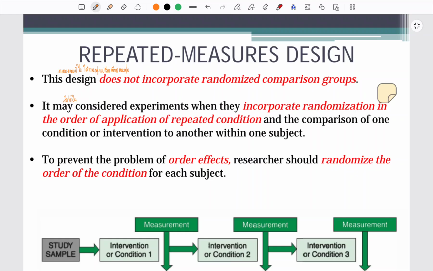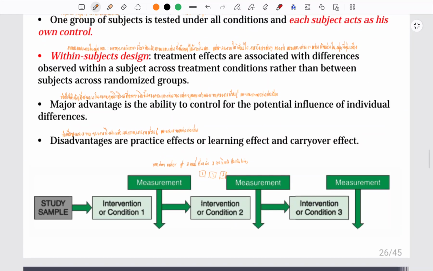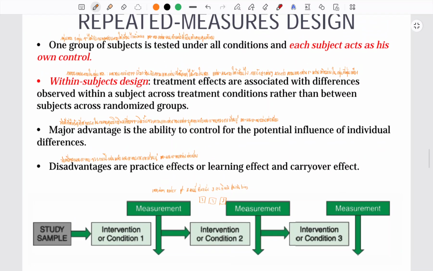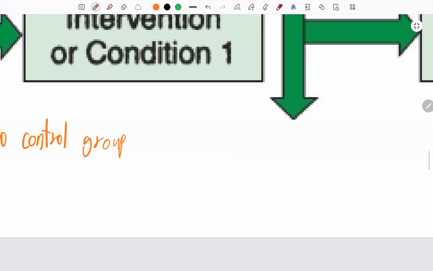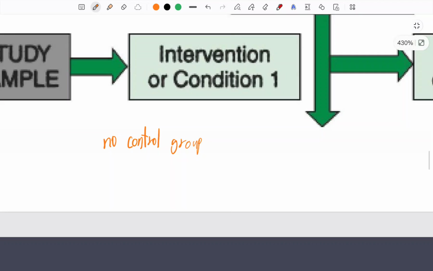So if you plan to conduct the repeated measure design, you have to randomize the order of the test or the condition that you plan to give to the patient. You can see that in this design there is no control group, right? Because the subjects act as their own control. Each subject will undergo each condition already, so they will act as their own control. This is called the within subject design.